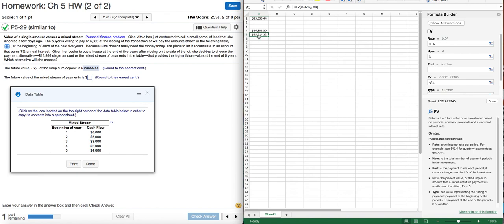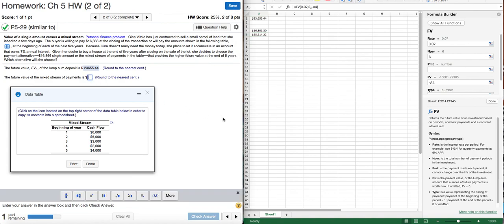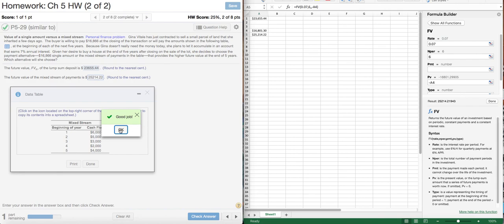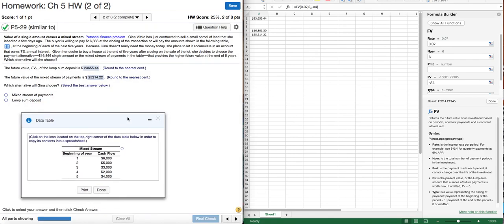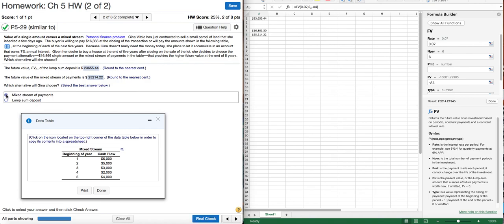And now we have the future value of this stream of cash flows, and that is $25,214 and 22 cents. Okay. And then finally, it's just asking us which alternative would we choose, and just economically speaking or theoretically speaking, we want to choose the alternative that gives us the highest future value. In this case, it's going to be the mixed stream of payments.